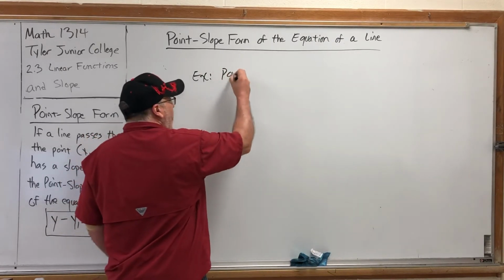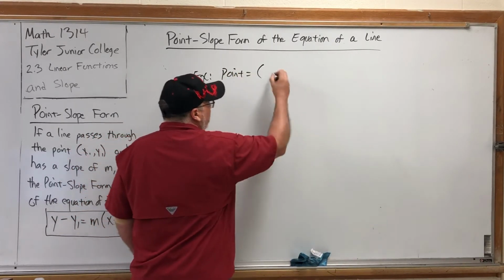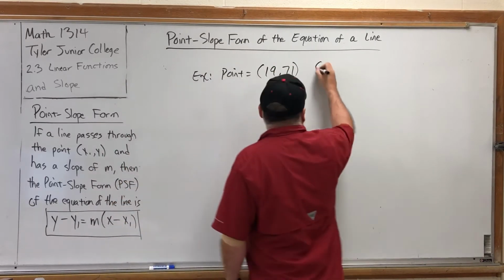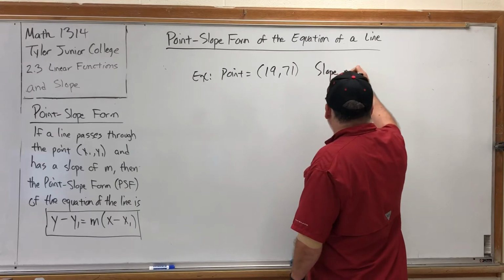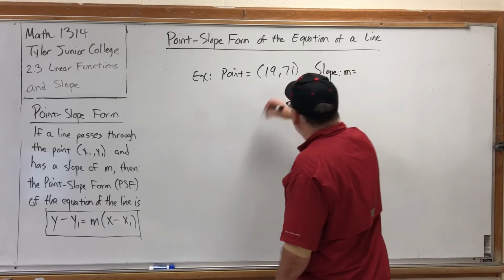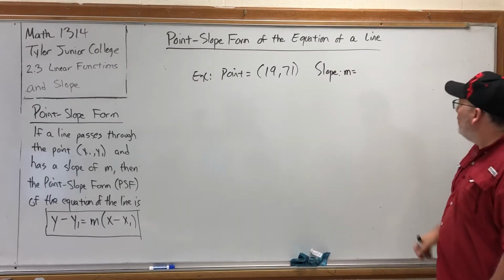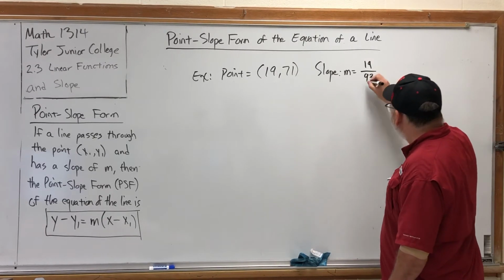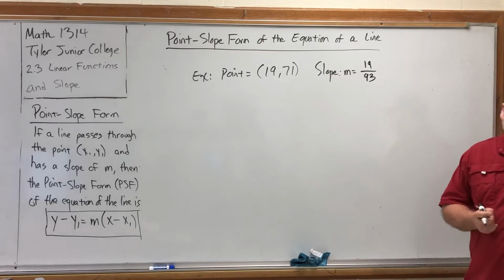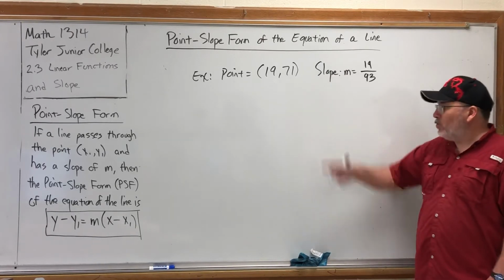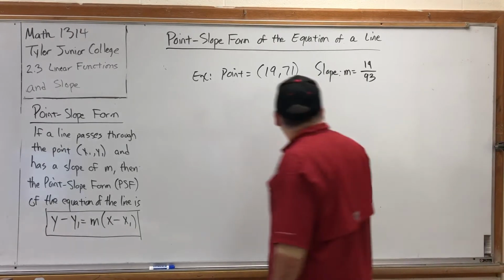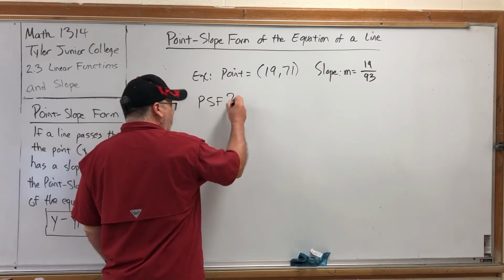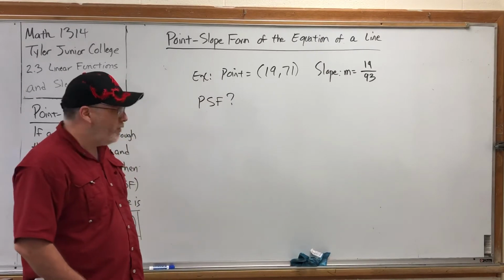Let's say our point is 19, 71, and let's say our slope is m equals, oh, I don't know, let's say 19/93. If you're wondering, are those years? Yes, year I was born, year I got married. What's the equation of the line in the point slope form, which I will abbreviate PSF from this point forward?